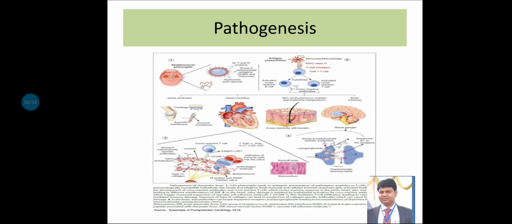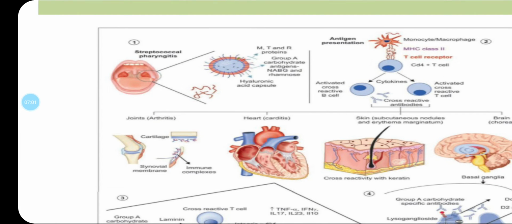So this is the diagrammatic representation of the pathogenesis, in which you can see the initial event is the streptococcal pharyngitis, which is caused by the streptococci, which have in the cell wall different types of proteins, M, T and R proteins, and there are group A carbohydrate antigens, especially N-acetylglucosamine and rhamnose, and the capsule also contains hyaluronic acid, which resists phagocytosis.